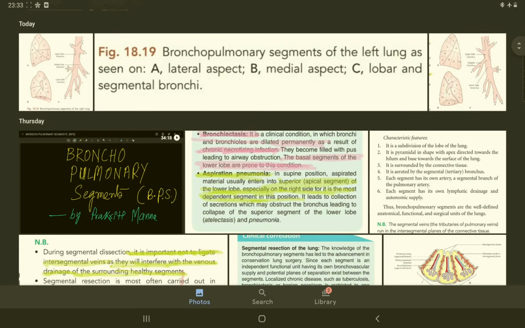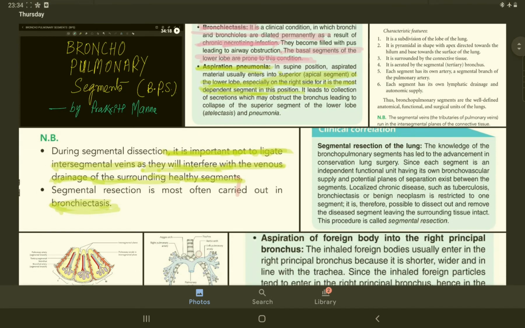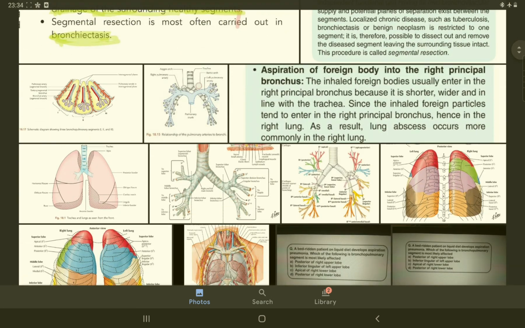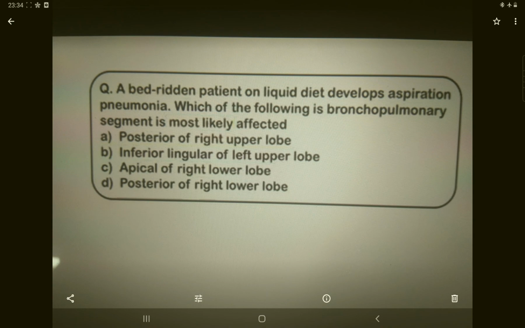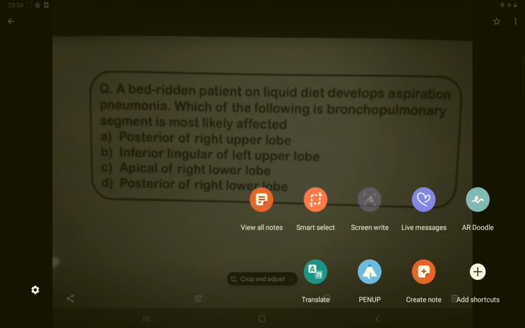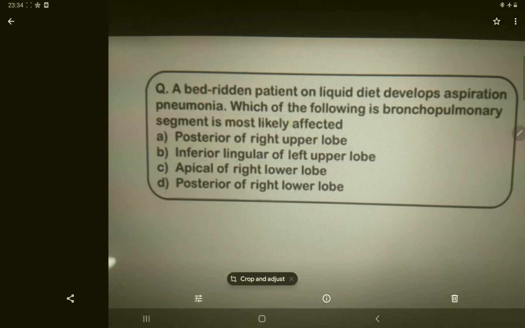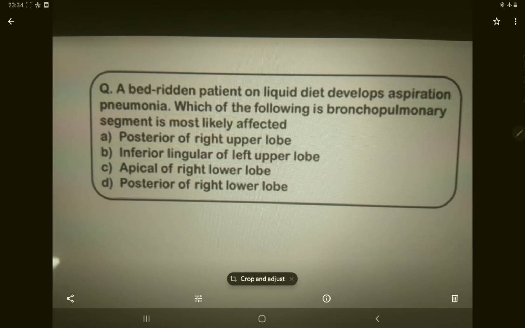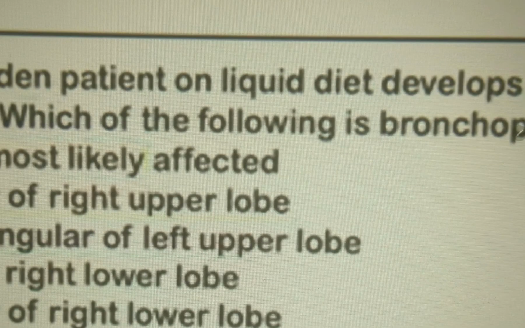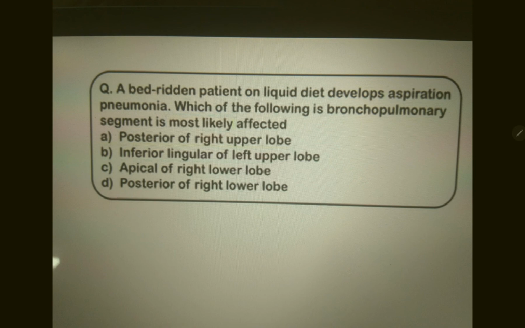I already told you these things. Some questions are there. A bedridden patient on liquid diet develops aspiration pneumonia.